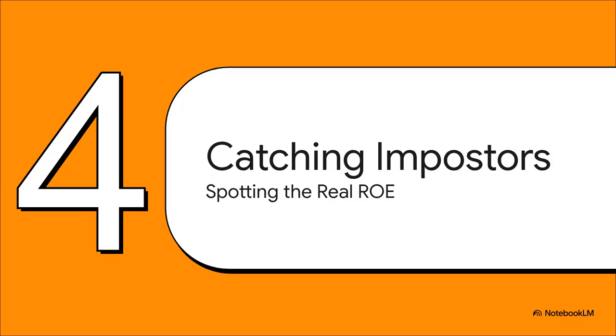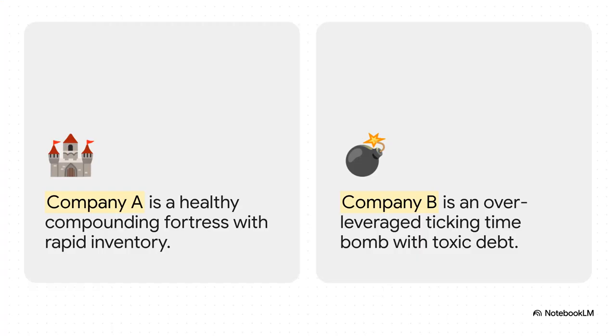Section 4. Catching the imposters, spotting the real ROE. Now it's really time to elevate your Neuro Finance fitness. I want you to imagine two different companies, Company A and Company B. On the surface, they both have an identical, beautiful ROE of 25%. Now, without our DuPont X-ray, the amateur thinks both of these companies are perfectly equal. But the architect sees the absolute truth. Company A achieves its 25% ROE because it has an incredible net profit margin and spins its inventory rapidly. It relies purely on engines 1 and 2. It is a healthy, highly efficient compounding fortress.